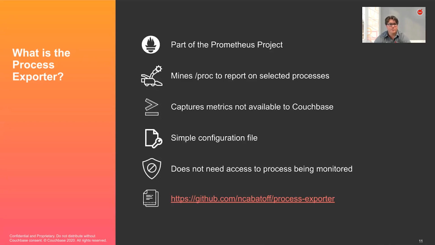It has a very simple configuration file. So you set up the different processes that you want to monitor, and it will start presenting data to Prometheus at its /metrics endpoint, and it will allow Prometheus to monitor these other services that are running on that node that Couchbase is running on that Couchbase doesn't have access to. And you can find it at this GitHub repo address.